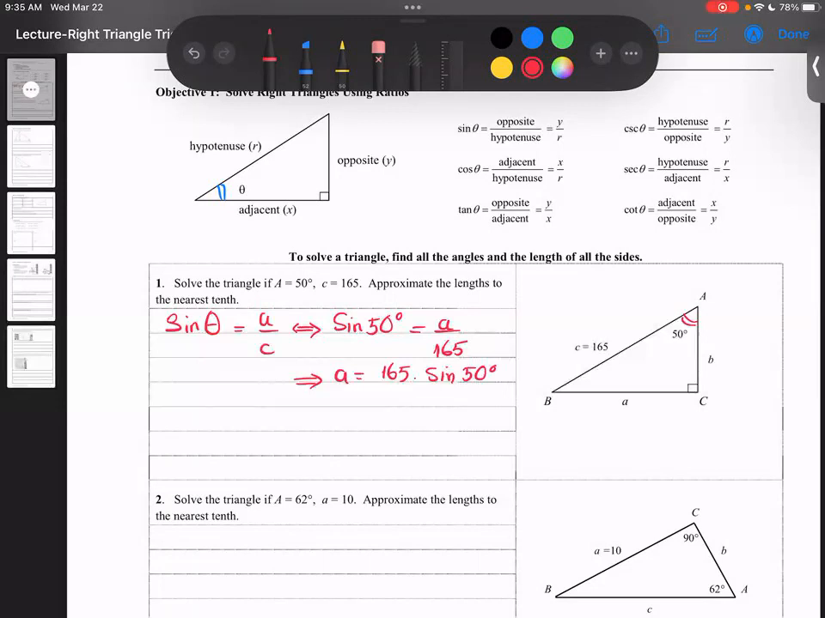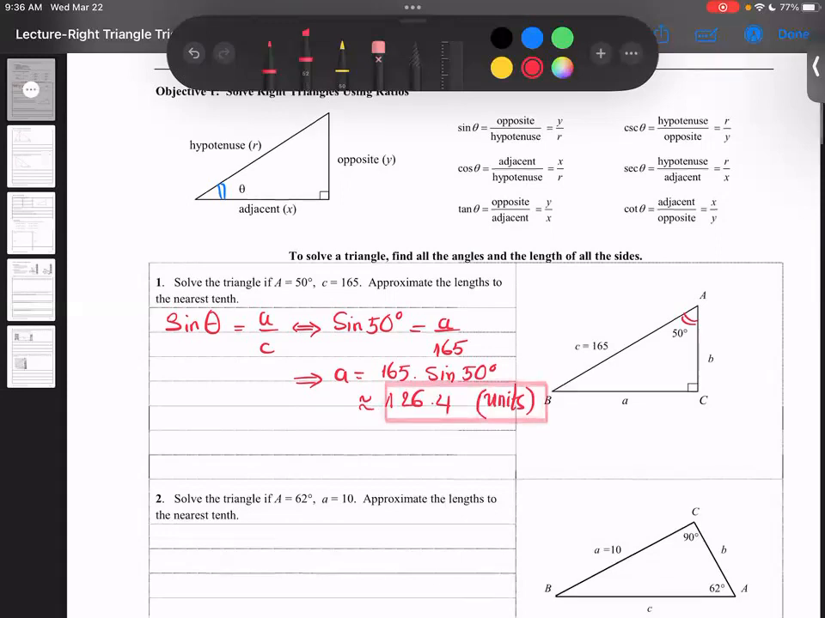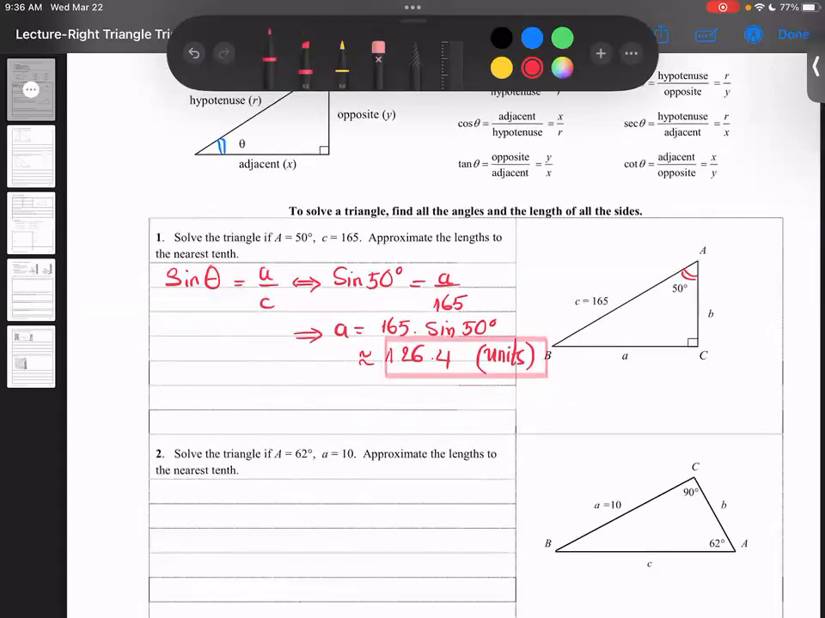What did you get? To the nearest tenth. Thank you. Roughly 126.4, because they don't put a unit here, they don't put feet or meters, I'm just going to say units, okay? I have A down. Now let's calculate B.